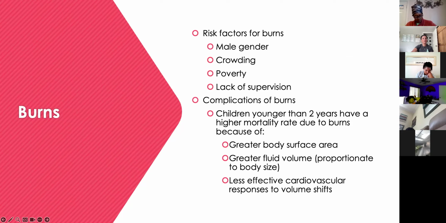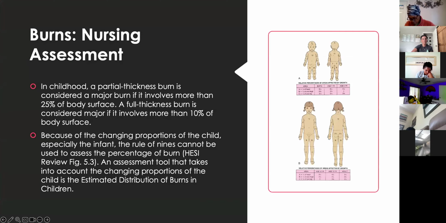So complications we're trying to avoid. We know our kids under 2 have a higher mortality rate because they have the larger body surface area. They lose a lot more fluid through their skin, and they are not able to compensate for the volume shifts that we see in response to burns.